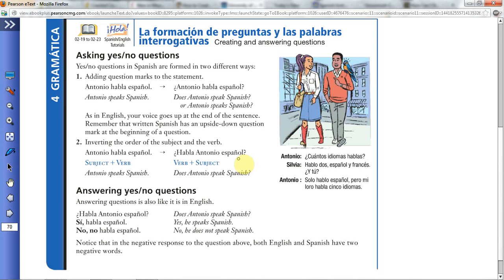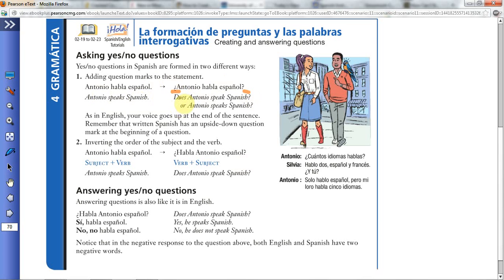First, we'll look at asking yes-no questions. The easiest way to form a yes-no question is just to change the intonation. Antonio habla español. Change the intonation of a statement. ¿Habla Antonio español?